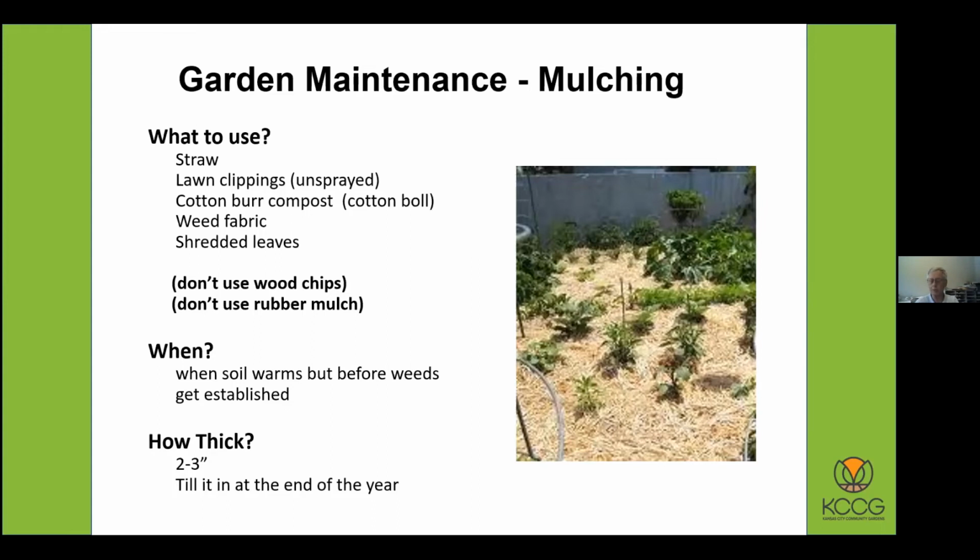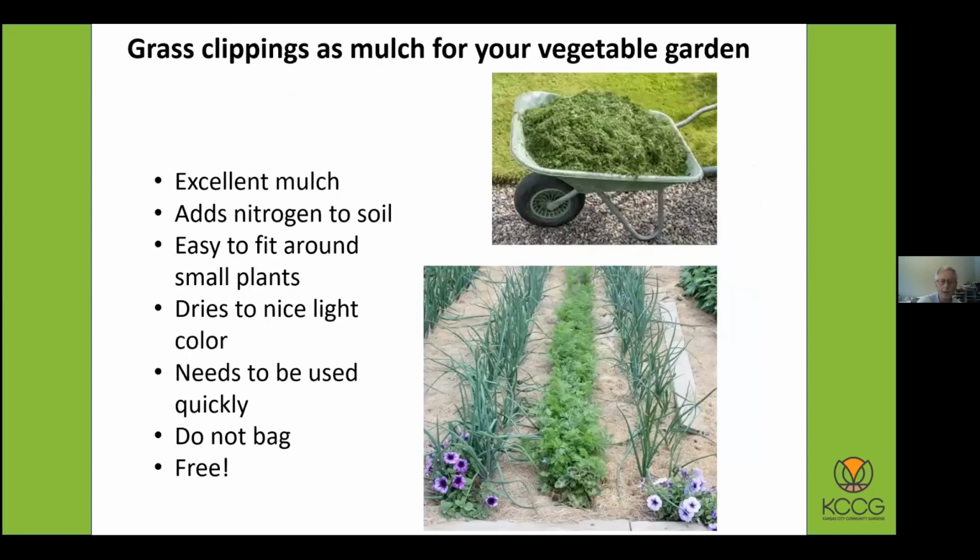As soon as the plants start growing a little bit and get big enough, you can put the mulch down. And usually I recommend like 2 inches, and then maybe I'll add a little more later, especially with grass clippings, it will shrink down a little bit. And then again, you can till it at the end of the year. Some people like to keep it around year round.